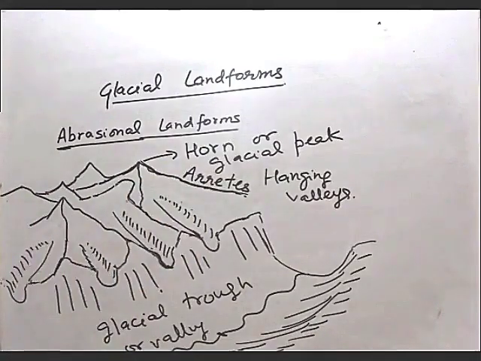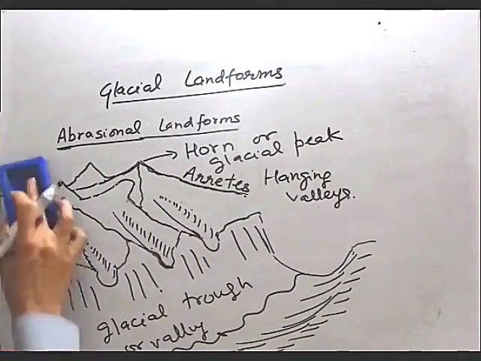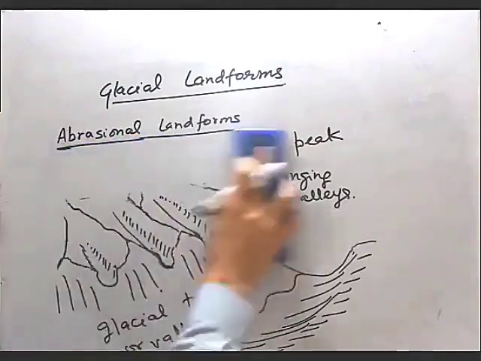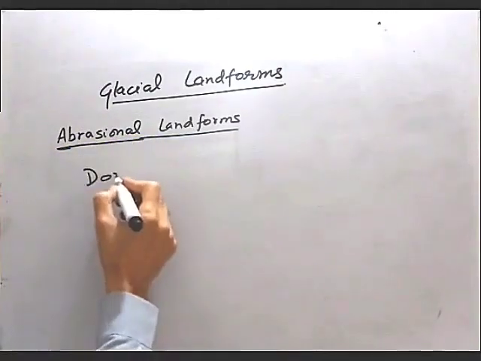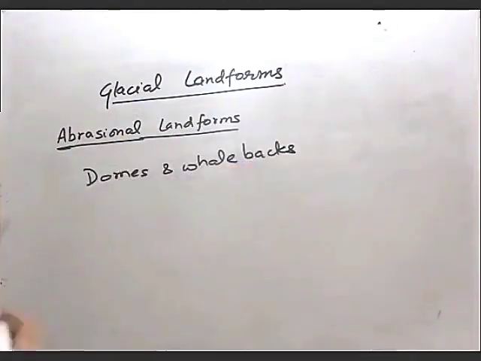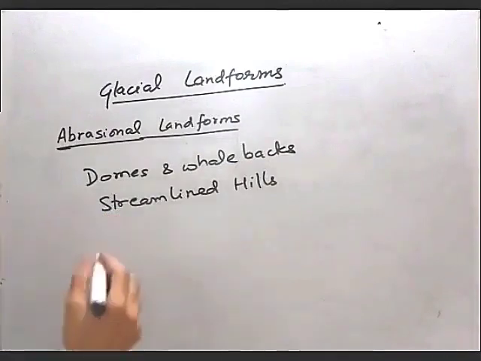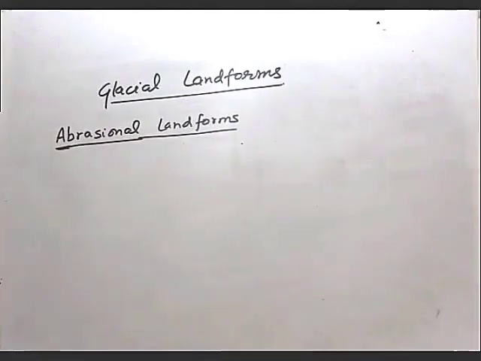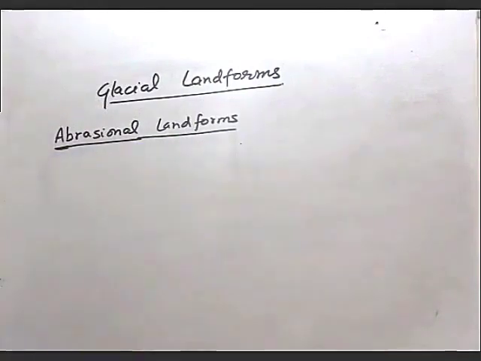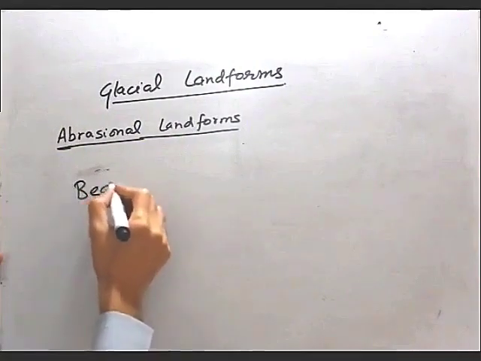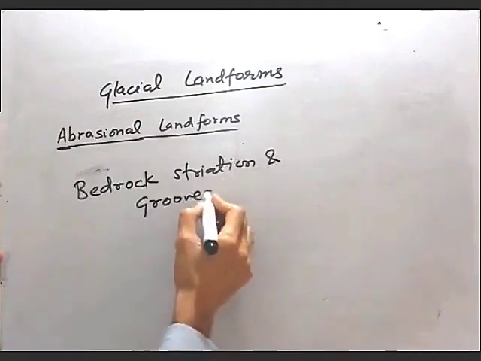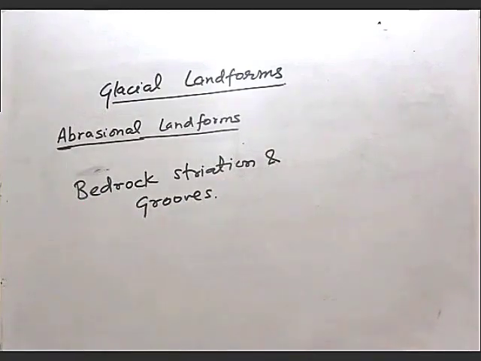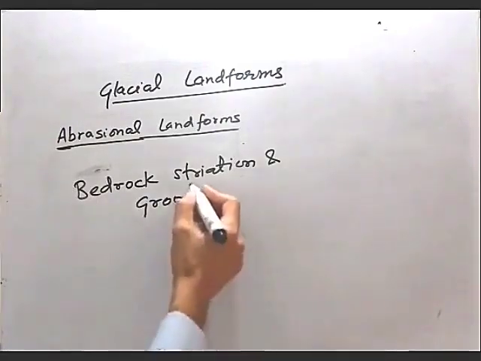Now coming to the third type of residual landforms that are created by glacial activity. These are domes and whalebacks. Then there may be streamlined hills, and there may be rock drumlins. The glacial abrasion will also produce striations, bedrock striations, and grooves. So striations and grooves are basically small linear depressions within the bedrock surface that were carved by the movement of ice.